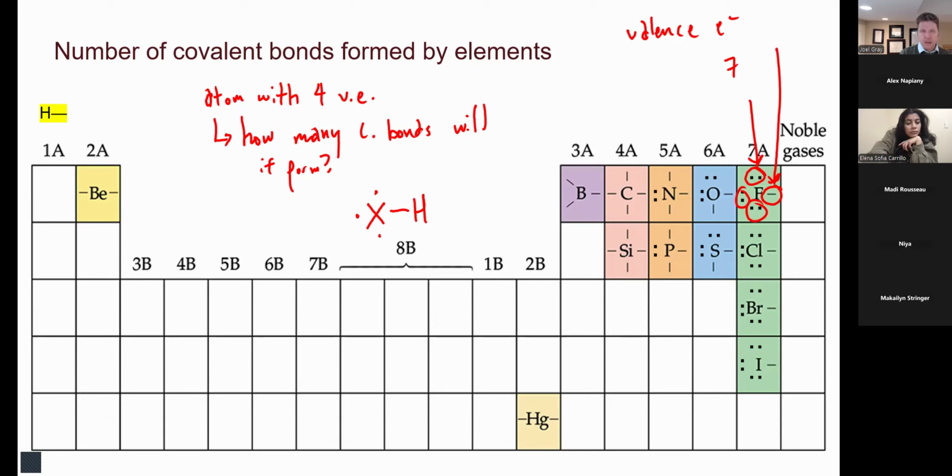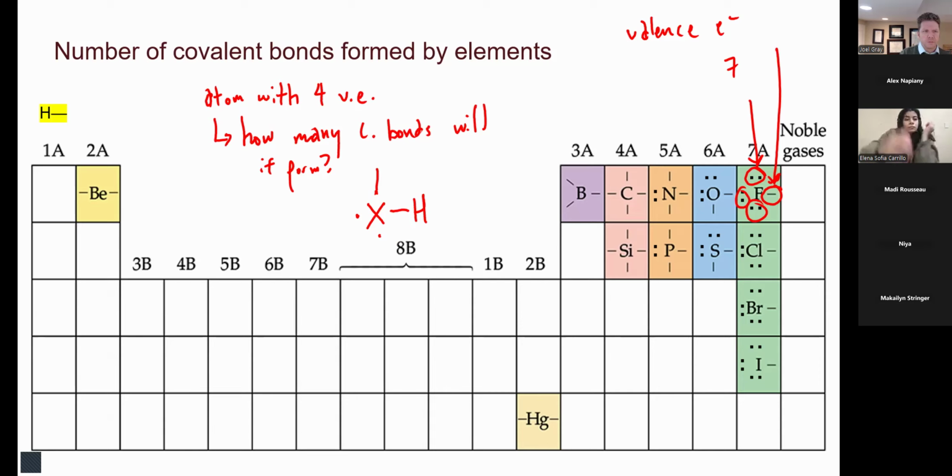Now, this depiction right here, how many electrons does this X atom have? It's got one, two, three, and then a shared pair, which brings us to five. So has X reached its octet? No, it hasn't.